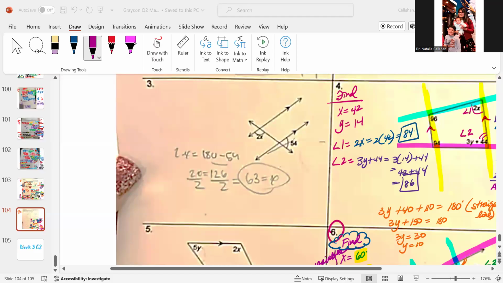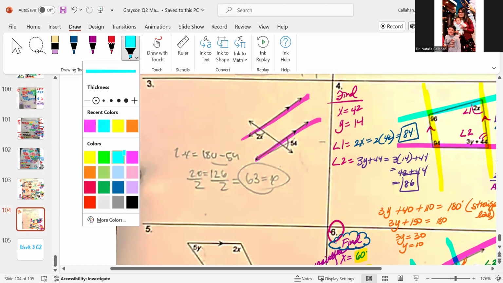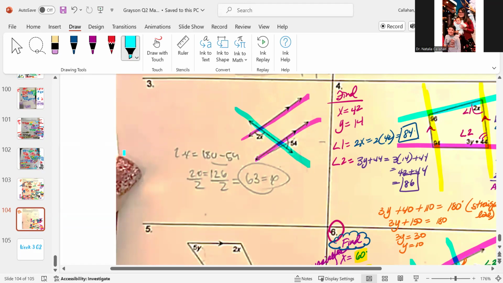Okay, so let's highlight. You know that this is parallel to this line, and then draw your transversal. Both, draw your highlighter. So which angles will you be able to use?